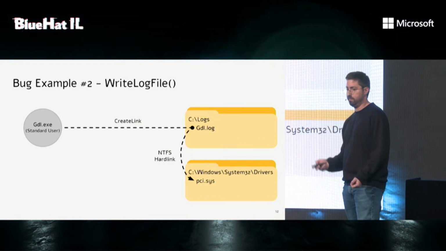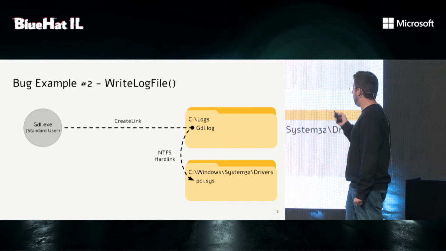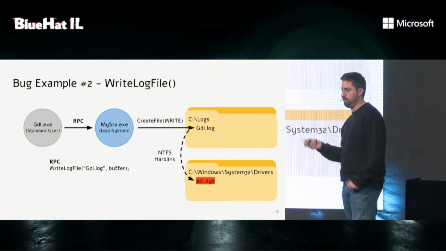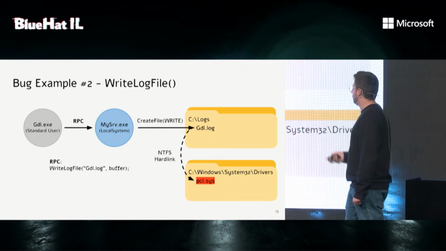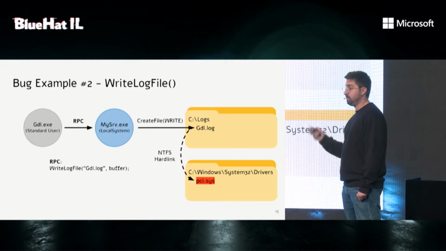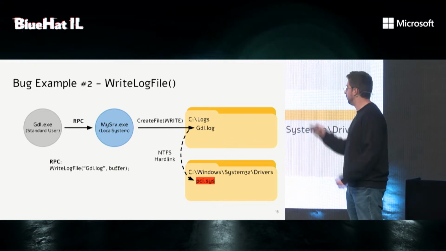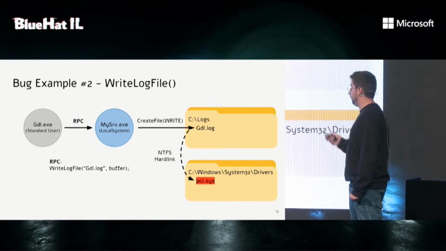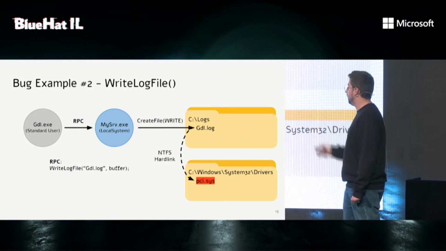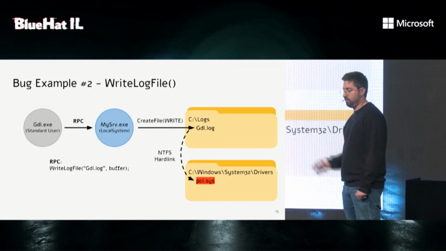and I'd still get an access denied error. But what if, after creating this link, I call the WriteLogFile RPC function? In that case, mysrv.exe would open the file clog.gdl.log, but it will actually open pci.sys. And it has full control over that file as opposed to gdl.exe. And it will succeed, and it will just write the buffer to it. So this is how I'd exploit this vulnerability.